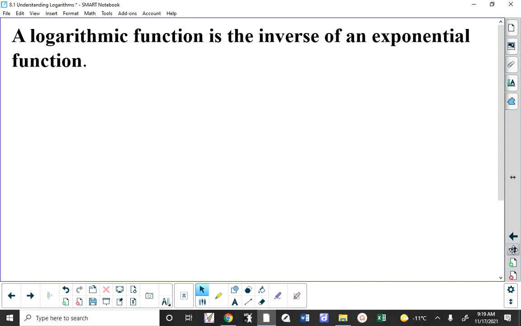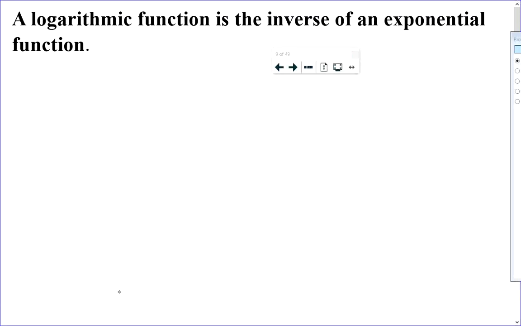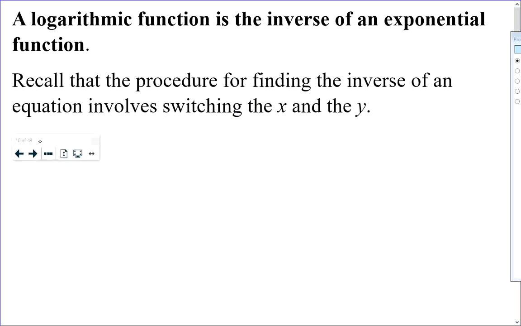So to begin with, one of the most important ideas behind logarithms is that a logarithmic function is the inverse of an exponential function. And that's why we studied exponential functions before we got to this stage of the game. Remember, this goes back to, I think, chapter 1 in unit 1, that you learned what an inverse of a function is. An inverse of a function is the result that you get when you switch all of the x and y coordinates on the graph. And that means it's the result of switching the x and y in the equation.